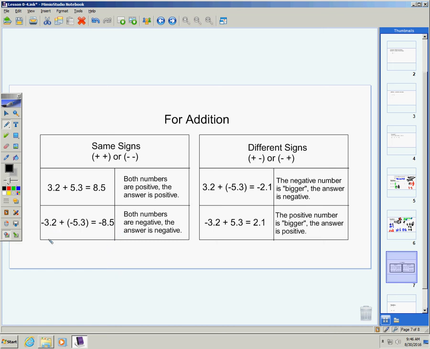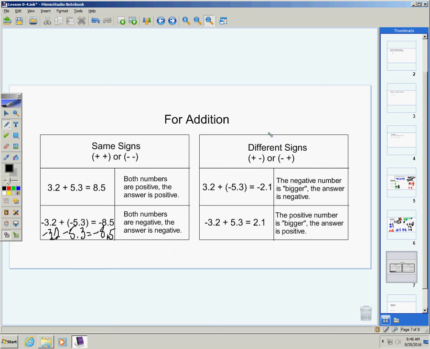Remember, I like rewriting these problems: negative 3.2. Adding a negative is the same thing as subtracting a positive, minus 5.3. That would be the same thing, negative 8.5. Either way you write these though, it means the same thing.